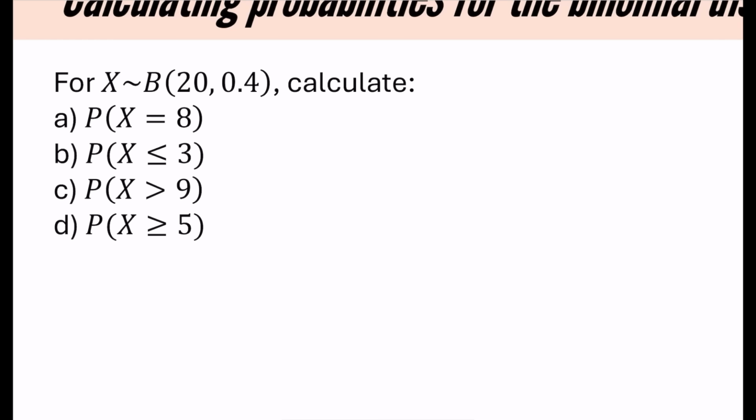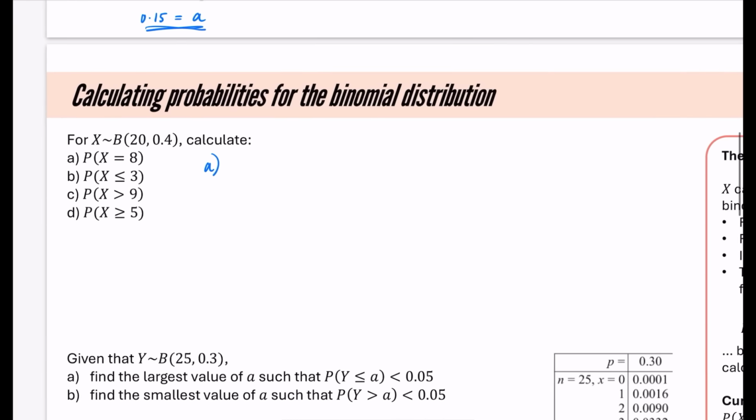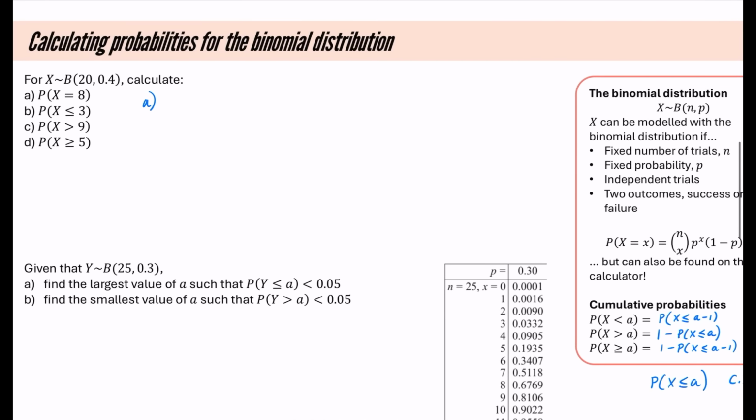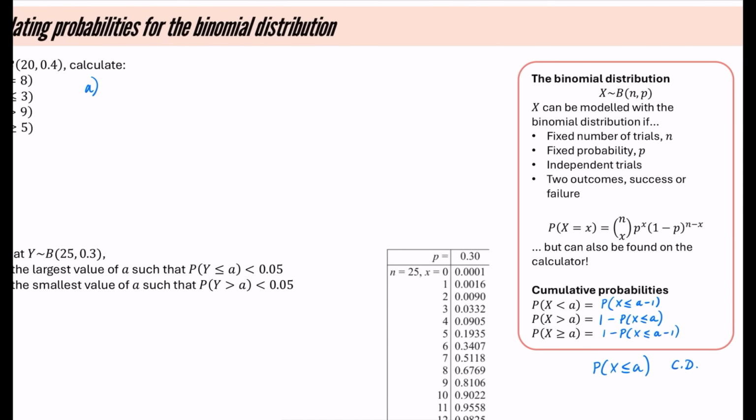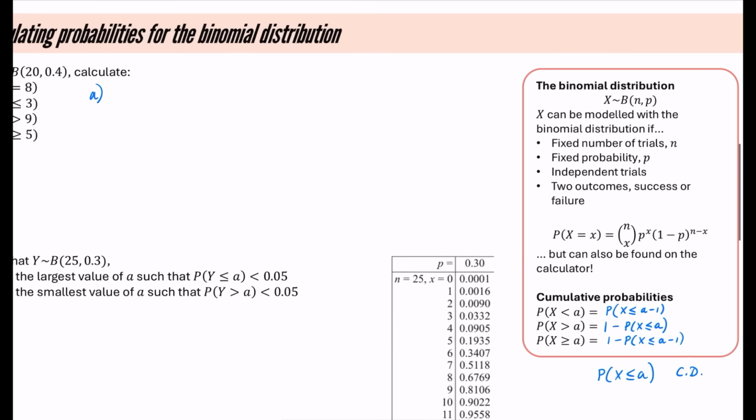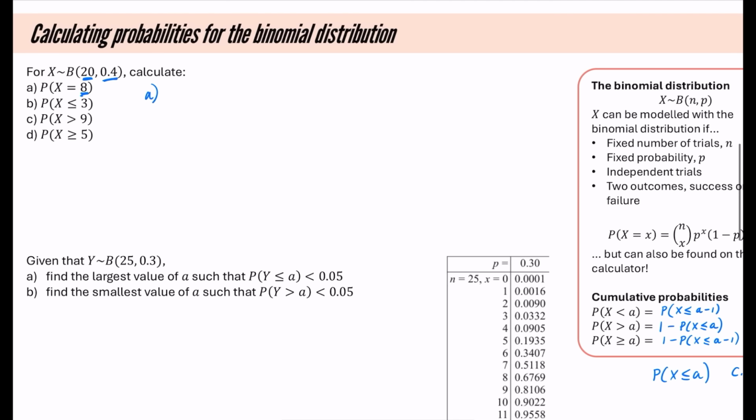So I'm actually going to do part A. If you do it on your calculator, you will get the answer straight up. But I'm going to do it using the formula just to demonstrate how we would use this. So we're going to have n in this case is 20 and p is 0.4 and x is 8.